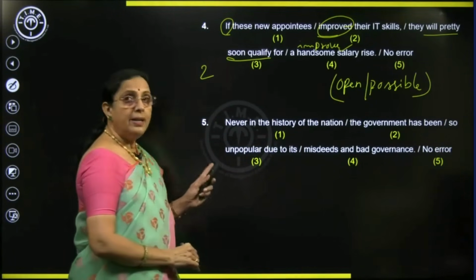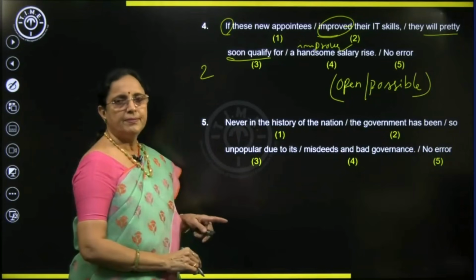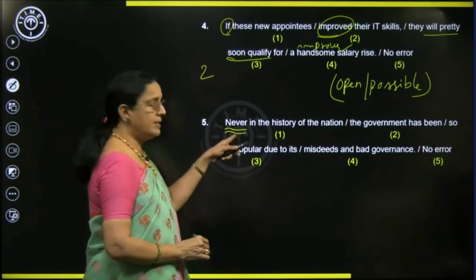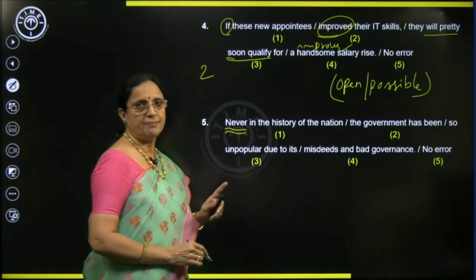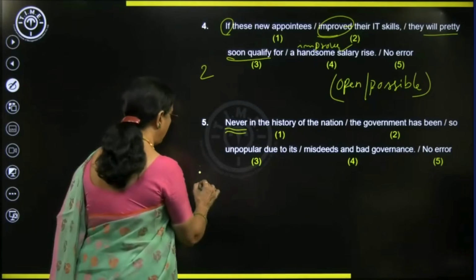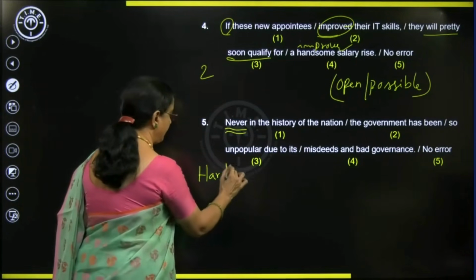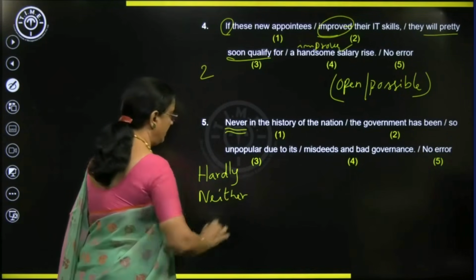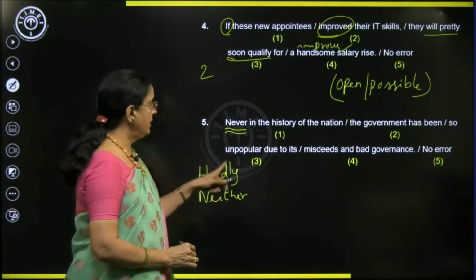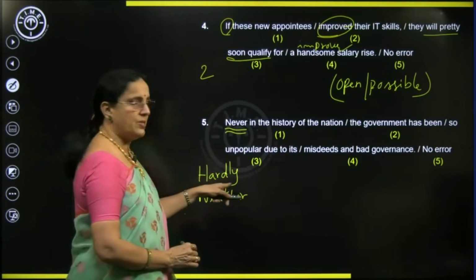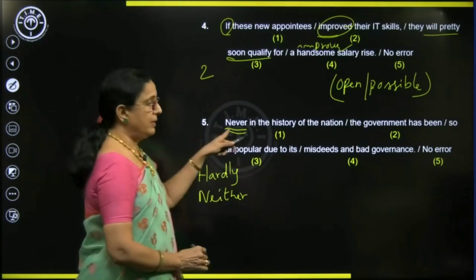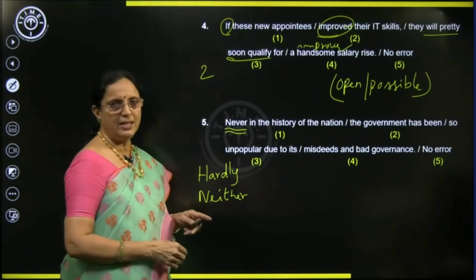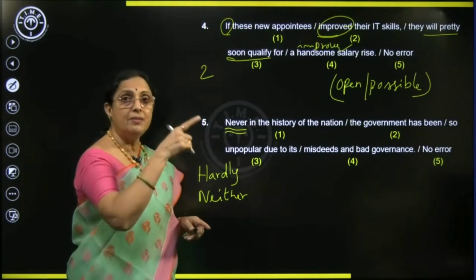Next one. Never in the history of the nation. Stop here. If you start the sentence with an adverb or a conjunction like hardly, scarcely, no sooner, neither, and with a negative tone, the rule is you should write the verb first and then the subject. You get it? Verb first and then the subject. That's called inversion of the statement.